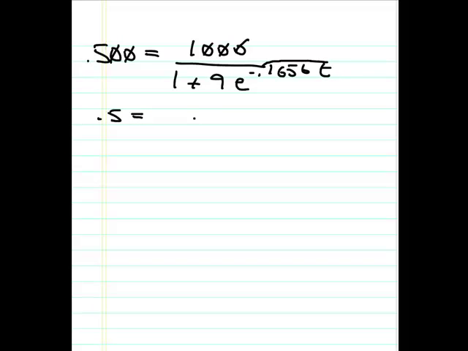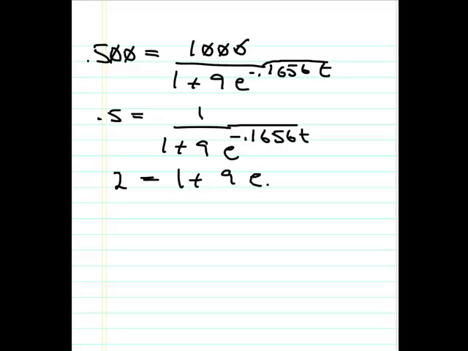So 0.5 is equal to 1 over 1 plus 9e to the negative 0.1656t. We want to solve for t. T is in the denominator. It's also in an exponent. So let's take the reciprocal of both sides. This is 1/2. 1 over 1/2 is 2. So 2 is equal to 1 plus 9e to the minus 0.1656t. We want to isolate the term involving the e.